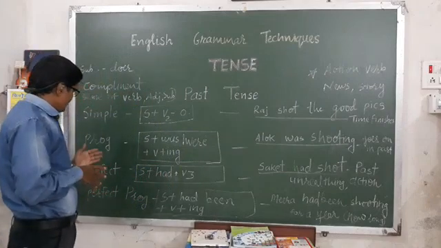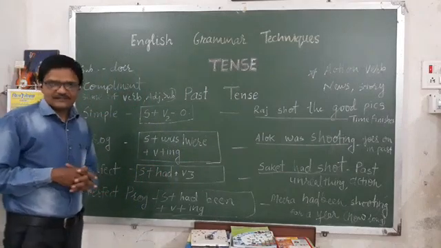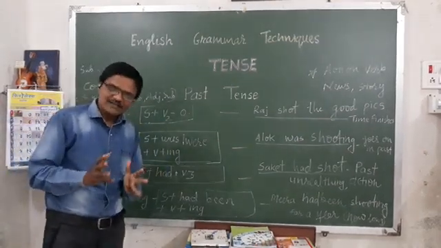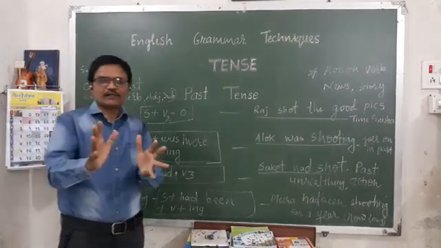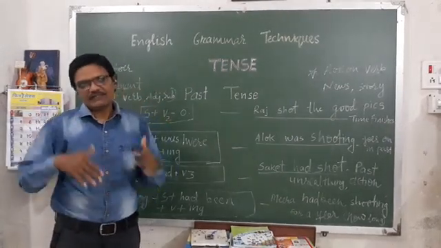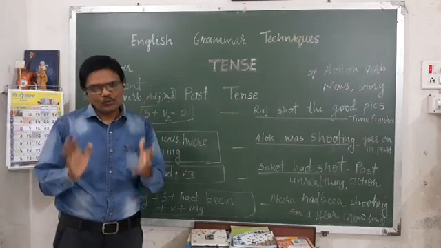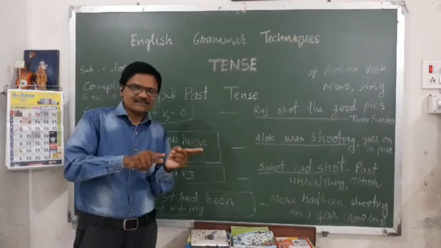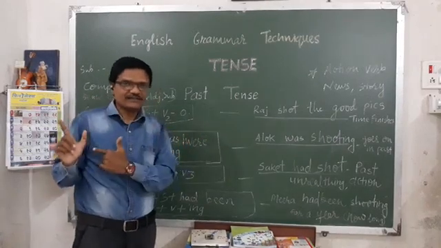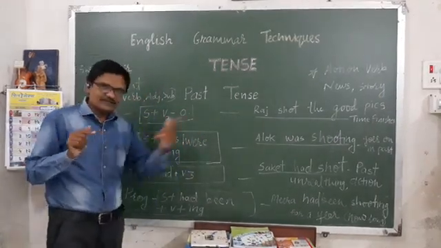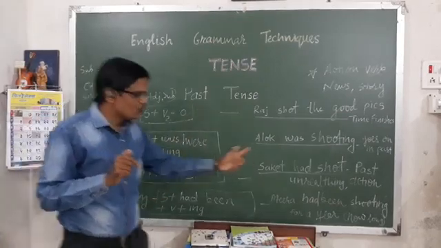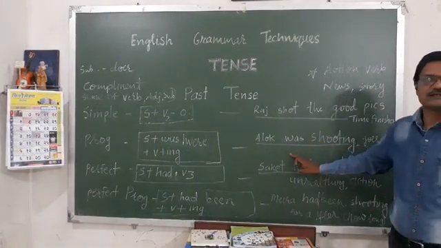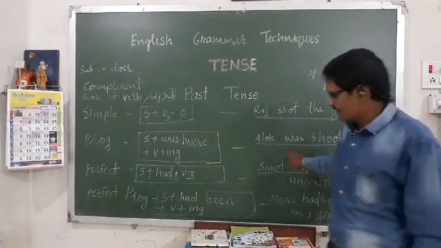Secondly, progressive tense, past progressive tense. In past progressive tense, again the action is going on. Like in present progressive also, action goes on, but there the action goes on in present tense. That's what we learned yesterday. Today it's past tense, so the action would be going on in past time. That's why this is the structure.